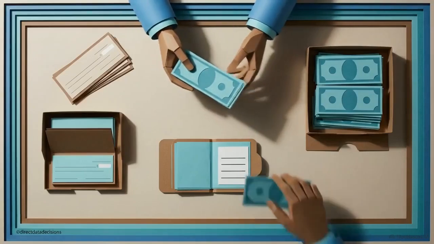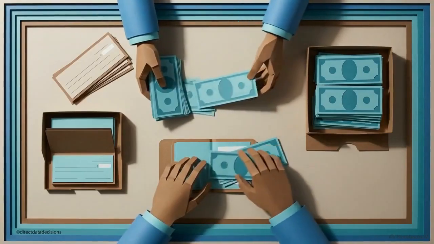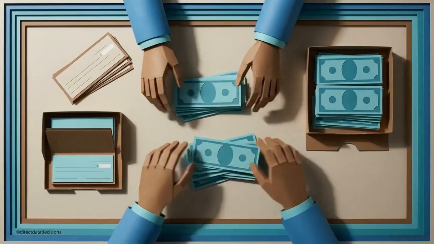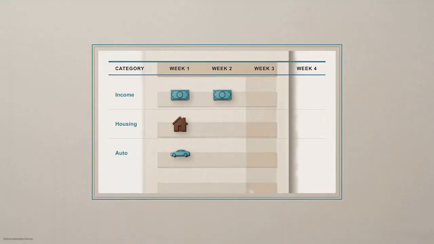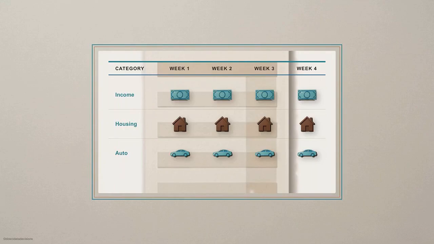The core purpose of budgeting is to manage the amount of income and expenses on a monthly timeline. Taking control of your finances requires transforming chaotic daily spending into a structured, predictable system.